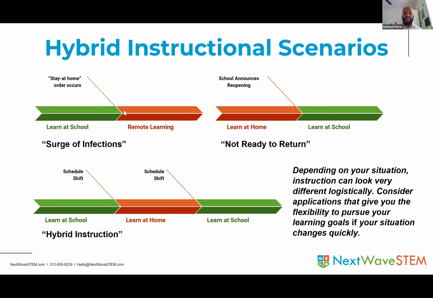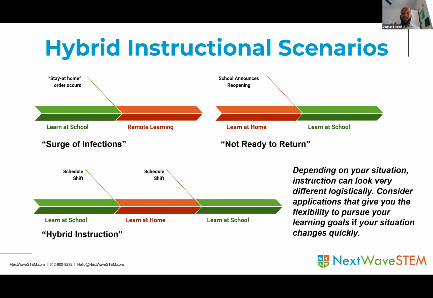Next Wave STEM is based in Chicago, Illinois. I'm in the Chicagoland area right now. And this time last week, we had the idea that our students would begin the school year using a hybrid instructional model. And that has now changed to a not ready to return model. Schools here, CPS, will not open until at least November. So what we have to consider is making work available to our students that fits in these different instructional scenarios.